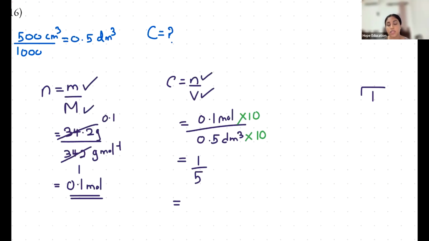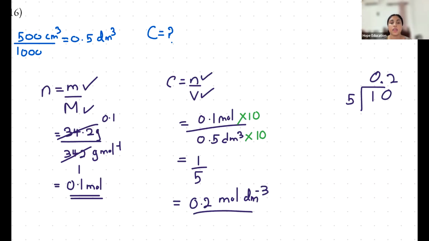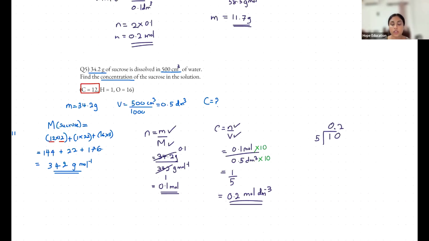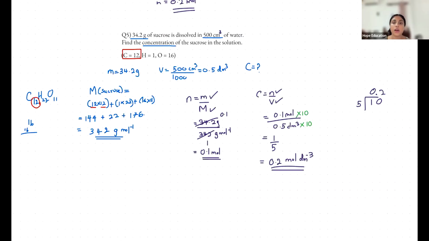5 times 0 is 0. It's 10, 5 times 2. That would be 0.2 moles per cubic decimeter. Is that clear to all of you? Did you all get this answer? Did you understand it? How is it going?